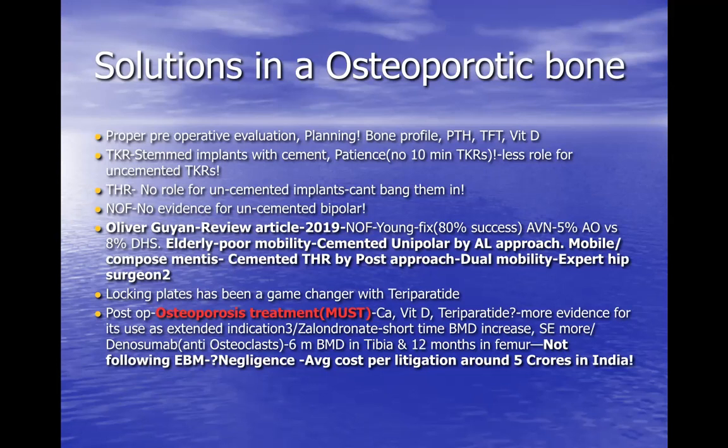If you look at the classic review article from Oliver Gwynne in 2019, he clearly says in elderly patients with poor mobility with a neck of femur fracture, cemented unipolar by an anterolateral approach; in a mobile, cognitively intact patient, cemented THR by a posterior approach; or if you suspect instability of the hip, use a dual mobility. And this should be done by an expert hip surgeon. It should not be done, for example in the UK, in a district general hospital, by a foot and ankle specialist. You need to wait for a Monday for the hip specialist to come and do this job.